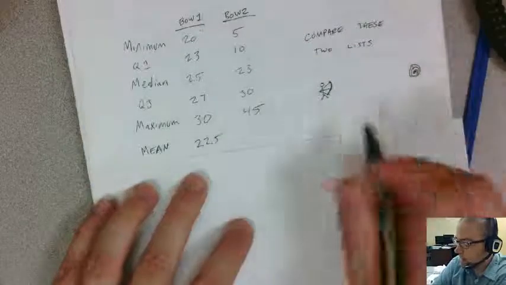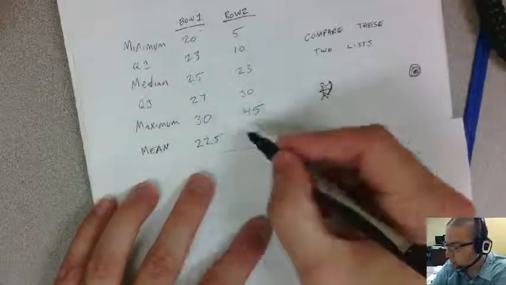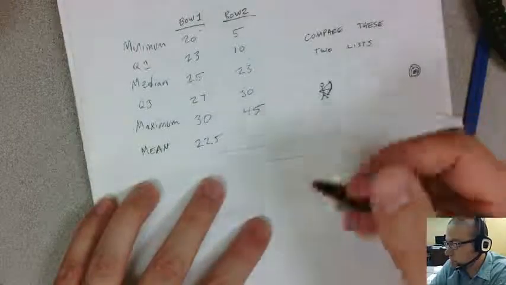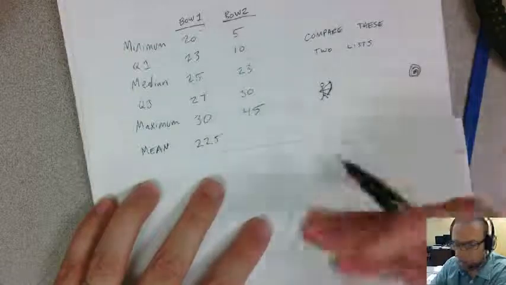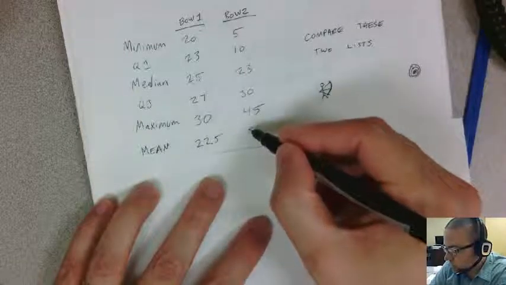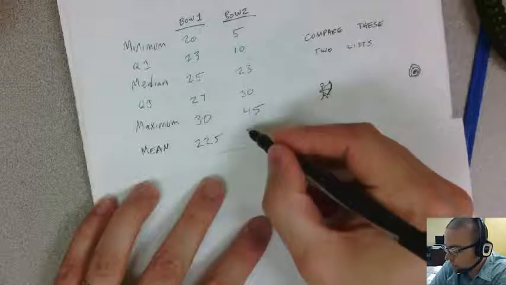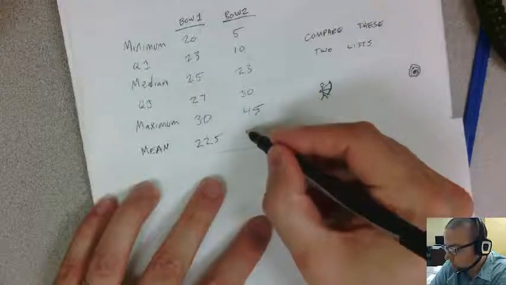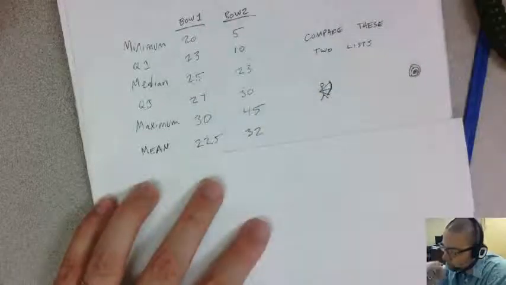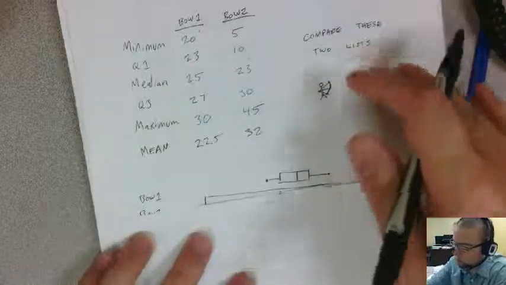Okay, and we also might get the full list and come up with a mean, and the mean is just we add together all the numbers and divide by the number of numbers. So you've done that before. Let's say the mean on this one is, I don't know, 32. Okay, so let's compare those.